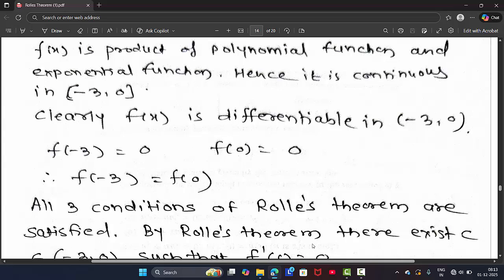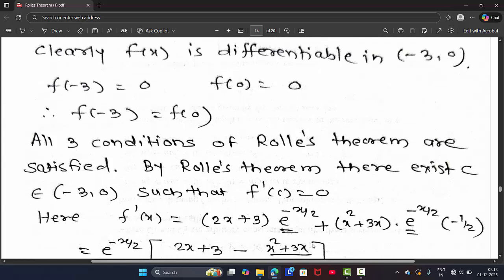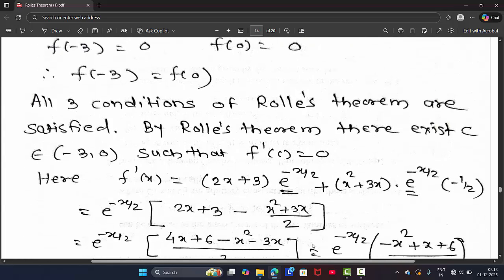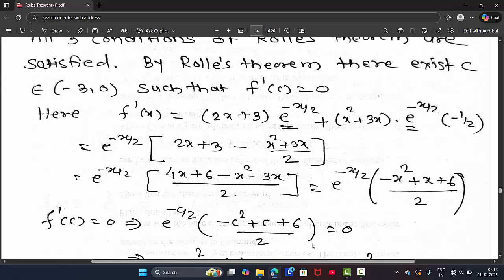Thus, all the three conditions of Rolle's theorem are satisfied, and hence there exists a point c such that f dash c equal to 0. f dash x equal to, we use the uv rule. Derivative of the first term x square plus 3x is 2x plus 3 and e raised to minus x by 2 as it is, plus x square plus 3x, this term is as it is, and e raised to minus x by 2, derivative of this is e raised to minus x by 2 into minus 1 by 2.